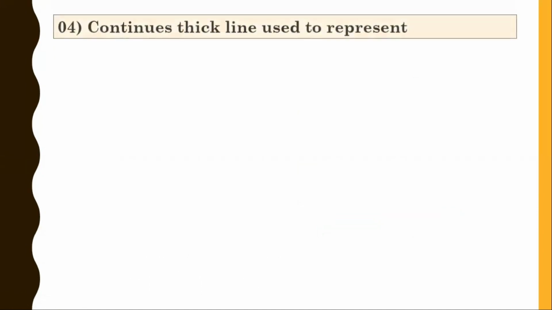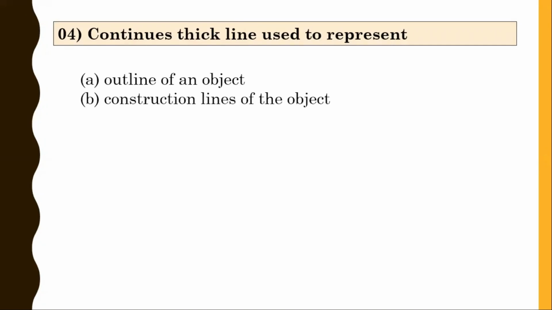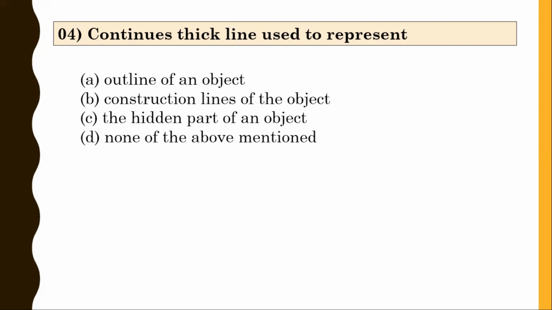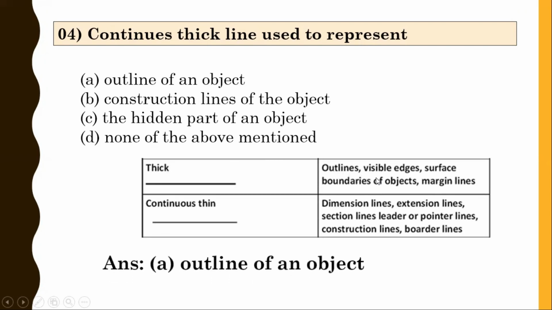Next MCQ. Continuous thick line used to represent: option A outline of the object, B construction line of the object, C hidden part of the object, D none of the above mentioned. So here two lines are given and their application is given. We can see here the thick line is used to draw the outline of the object. So option A is correct, outline of an object.